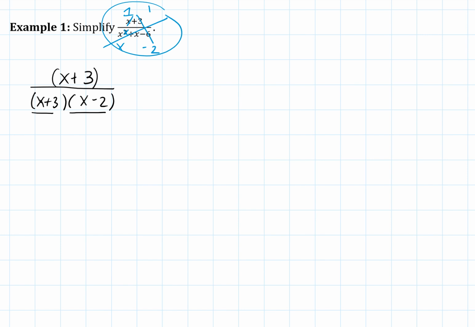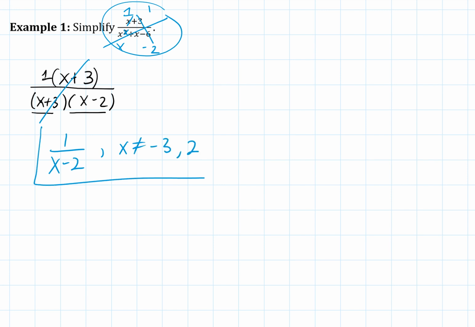Now, this is an entire factor. And we're multiplying really nothing up top. So you're multiplying 1 by x + 3 up top. And you're multiplying x + 3 by x - 2 in the denominator. Since you're multiplying the numerator and denominator by x + 3, it's legal to cancel them out. So this reduces to 1 over x - 2, as long as x isn't equal to -3 or 2.